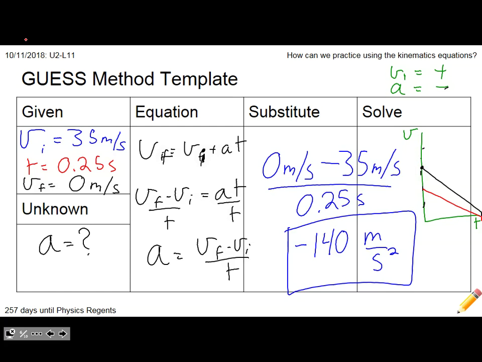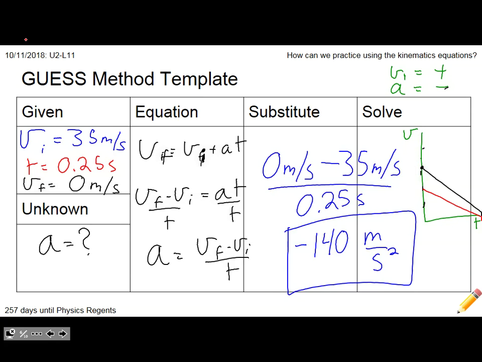But wait, I don't understand why you said that acceleration is like concavity. For a position versus time graph, it's concavity. For a velocity versus time graph, it's slope. That's the difference.